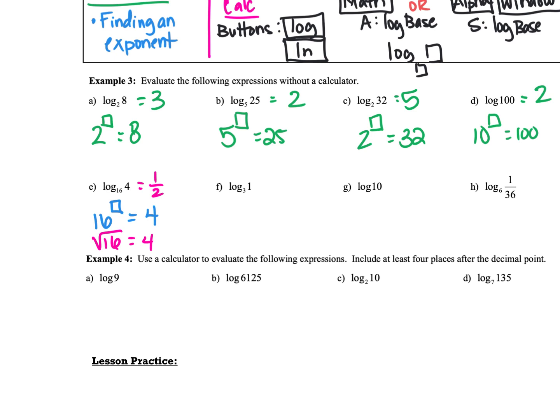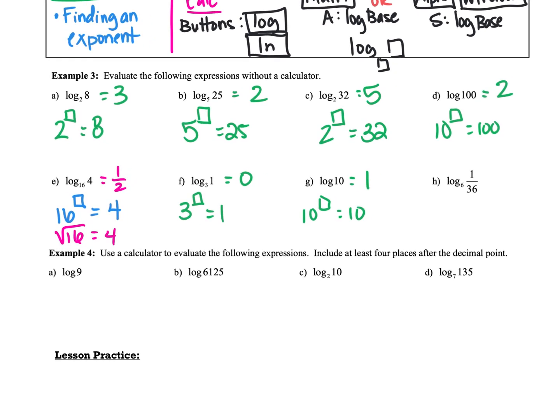And then on the next one, 3 to what power would give me 1? 0. And then I got another common log there, so my base is 10. 10 to what power gives me 10? 1, just 1.